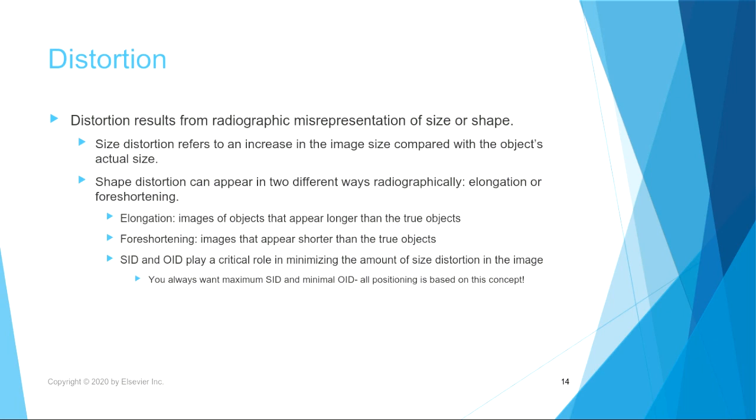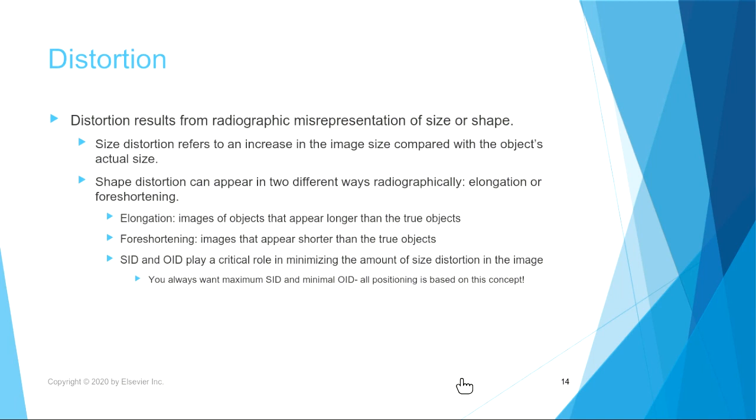All right, our last factor that is not something we want, it's ideally something we want to avoid, and that is distortion. Distortion is the result of when you misrepresent either the size or the shape of an object. Distortion is when you misrepresent radiographically either the size or the shape of an object. And when it's size distortion, it can only be magnification.